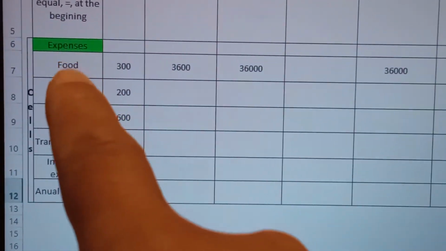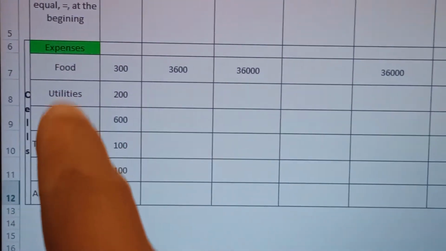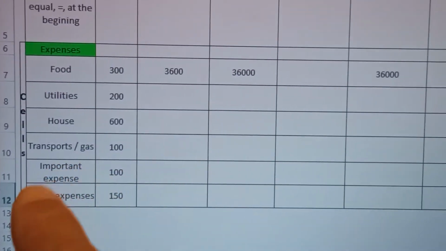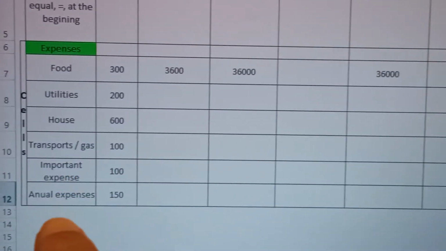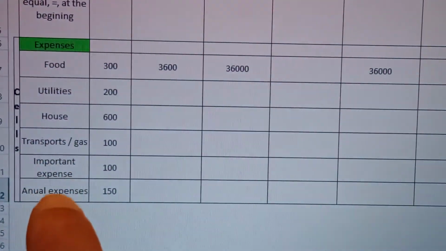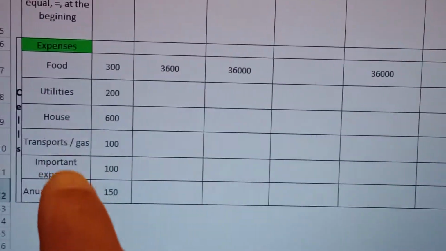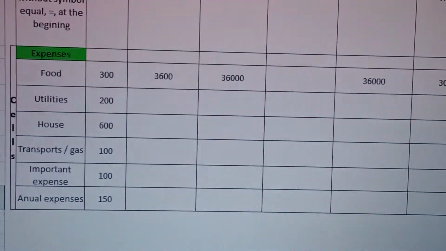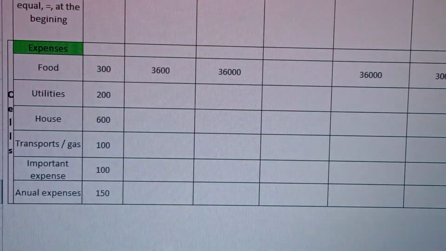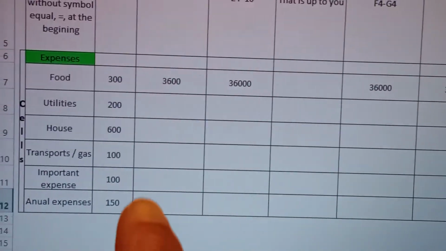So this column are the expenses. The expenses are food, utilities, house, transports and gas, other important expenses, and annual expenses. Obviously, this is a reduction so that it's easier. I just want to explain how to make the annual budget, which I should call spending plan because I only have the expenses here.